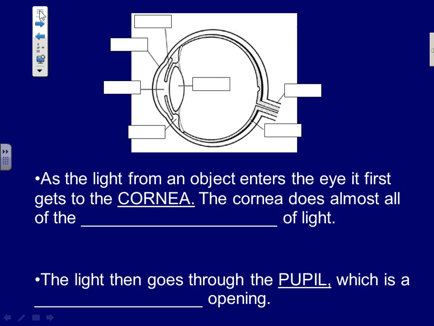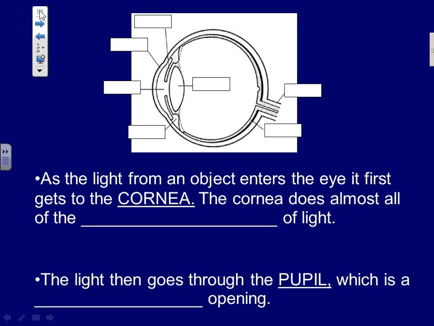As light comes from an object, and that object could be a candle, it could be another person, it could be an actual object, it could be the light coming in from a light, it doesn't matter. As the light comes in from an object, it enters the eye first and gets to the cornea. It hits the outside surface, which is the cornea.